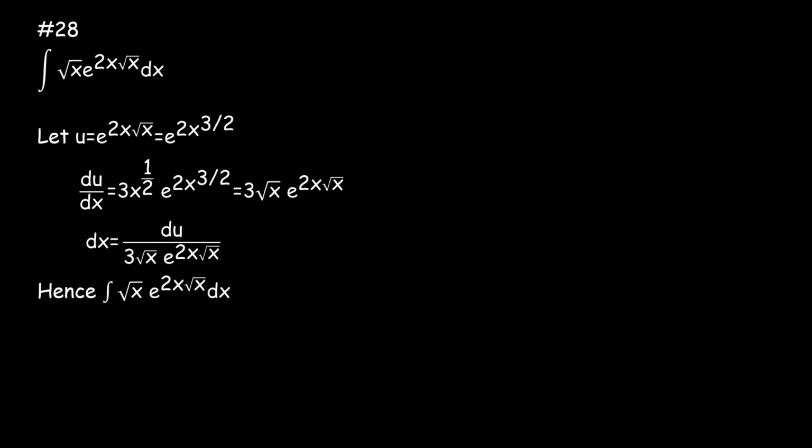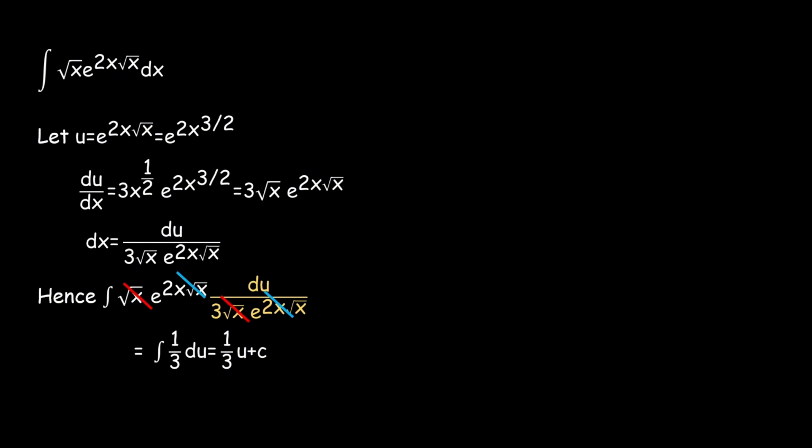We would see that the integral of square root of x e to the power 2x square root x dx would be equal to the integral of square root x e to the power 2x square root x du all over 3 root x e to the power 2x root x. Now it's going to cancel out nice and neatly, and then we're just going to have 1 over 3 left. So the integral of 1 over 3 is 1 over 3 u plus c. Then we replace back the value of u. This will give us 1/3 e to the power 2x square root x plus c.